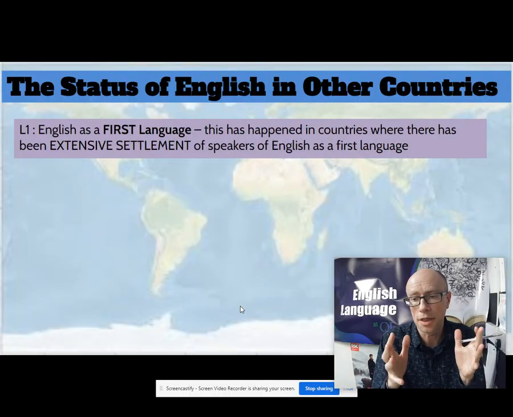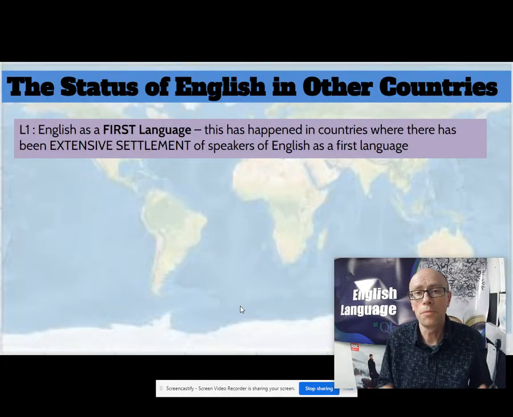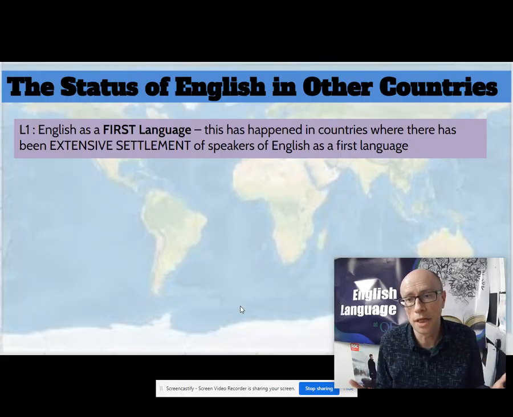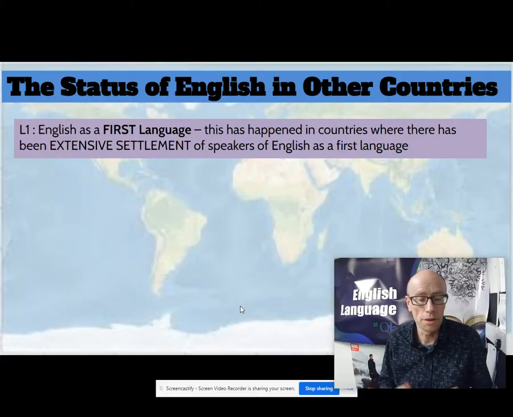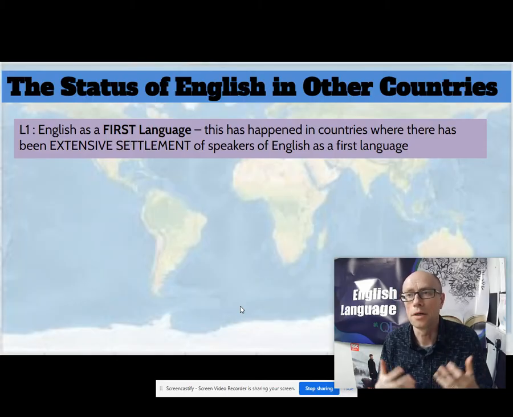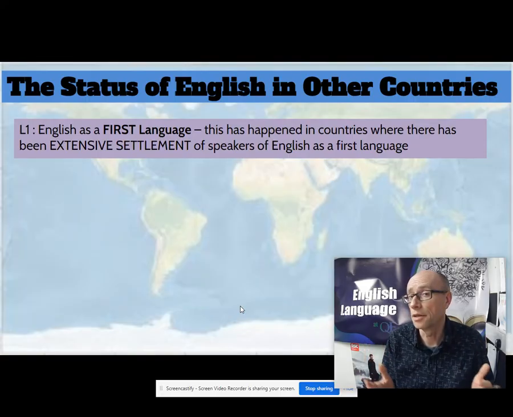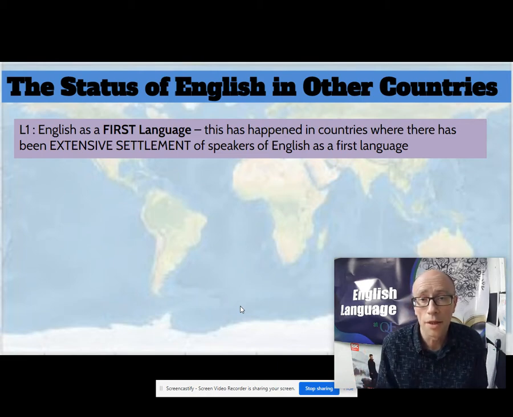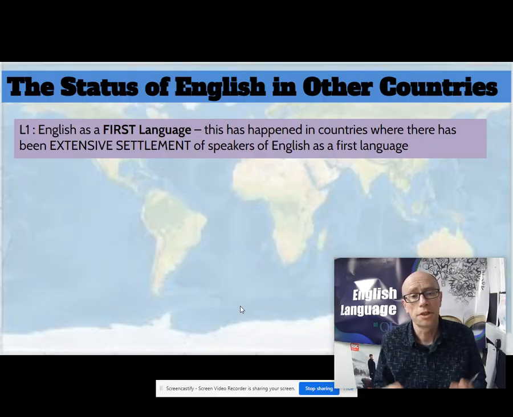Right, let's talk about these different forms of English. We've mentioned L1, so this is English as a first language. Okay, so this is English where it's happening in countries where there is an extensive settlement of speakers of English as a first language. So obviously the British Isles, but all of those areas that have been colonized, for example, America and Australia and New Zealand and Canada and South Africa, etc. We're not arguing that there weren't any other speakers of language in those countries. There clearly were. And so what happens to those native speakers, like, for example, in Australia, the Aboriginal languages, they become marginalized.